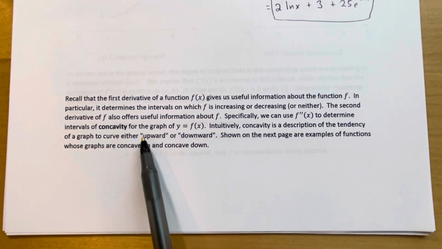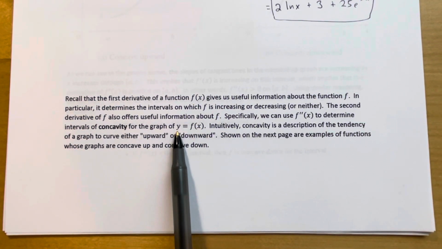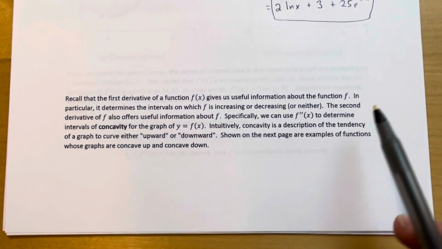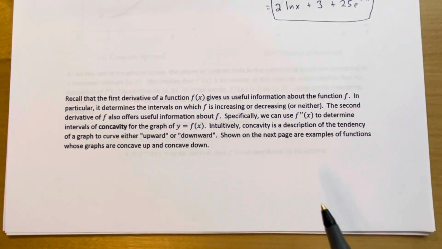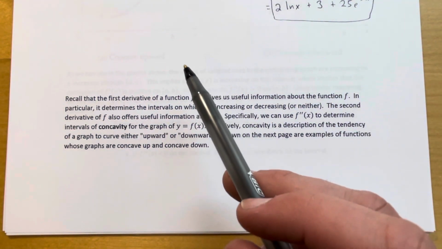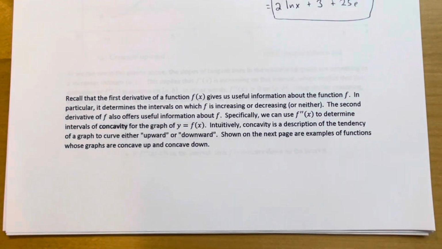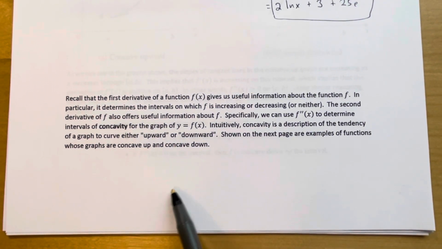So the intuitive idea of what concavity is: if you have a graph of some function y equals f of x, that graph might have some curves, like a parabola. You can imagine a parabola. We'll show you some pictures on the next page. Those curves will either open generally upward or downward, and so concavity is sort of a description of that. If the function tends to curve upward, we say that it's concave up, or if it curves downward, we say that it's concave down over whatever interval that's occurring on.